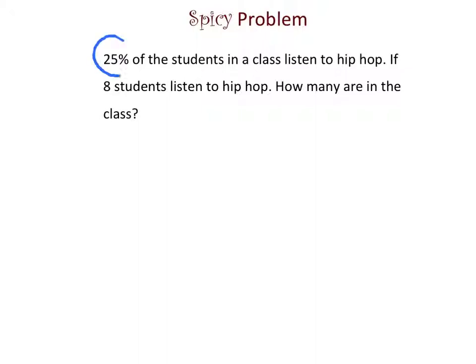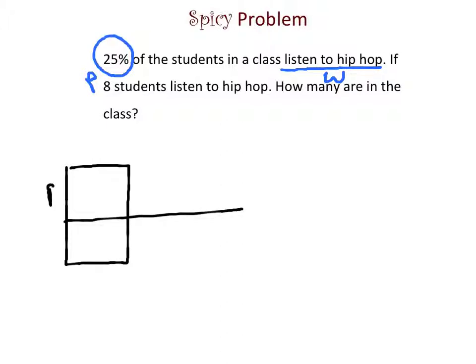25%, that's easy to see that that's the percentage. And that 25% in the class, it's the students that listen to hip-hop. So I want to think 8 students that listen to hip-hop, that's the part, which means how many are in the class? I'm thinking how many total students are in the class. So the whole is the thing that I'm trying to find out. This is a missing whole problem. And so I'm going to set up a ratio table.